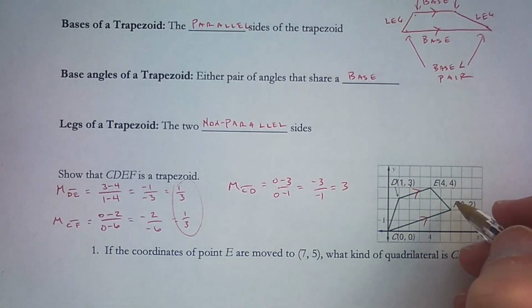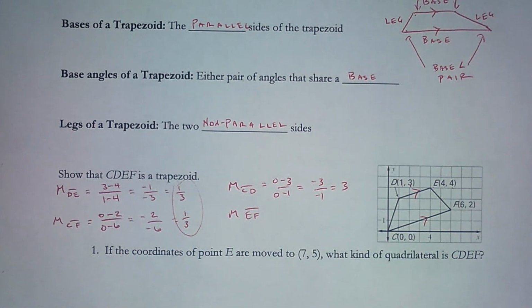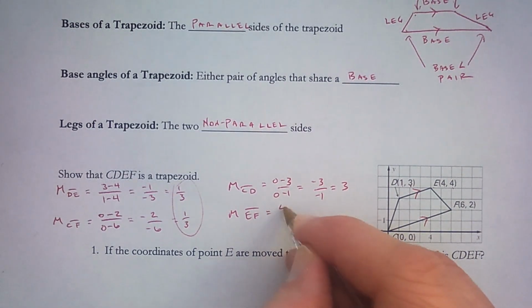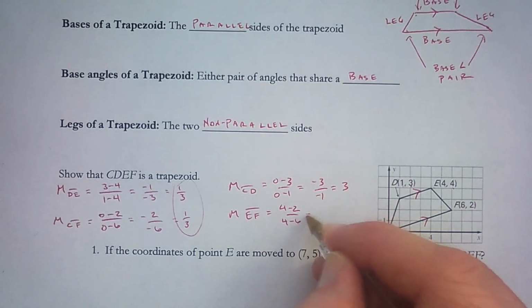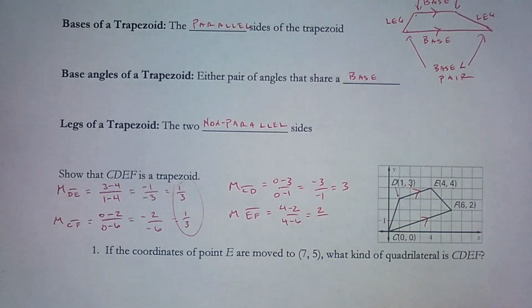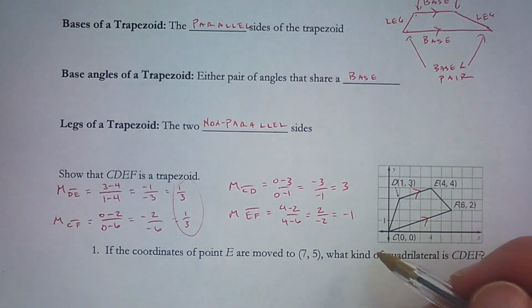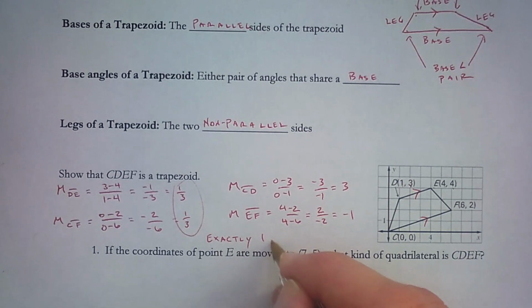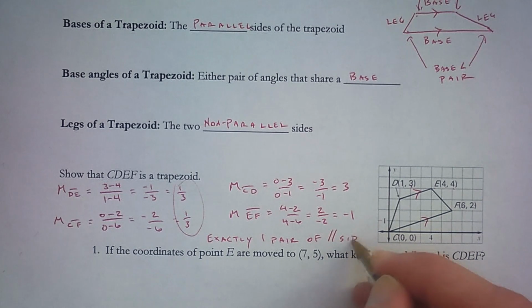And then the slope of segment EF is found by 4 minus 2 over 4 minus 6. That would be 2 over negative 2, which is negative 1. These are not the same. So this is a trapezoid because there is exactly one pair of parallel sides.